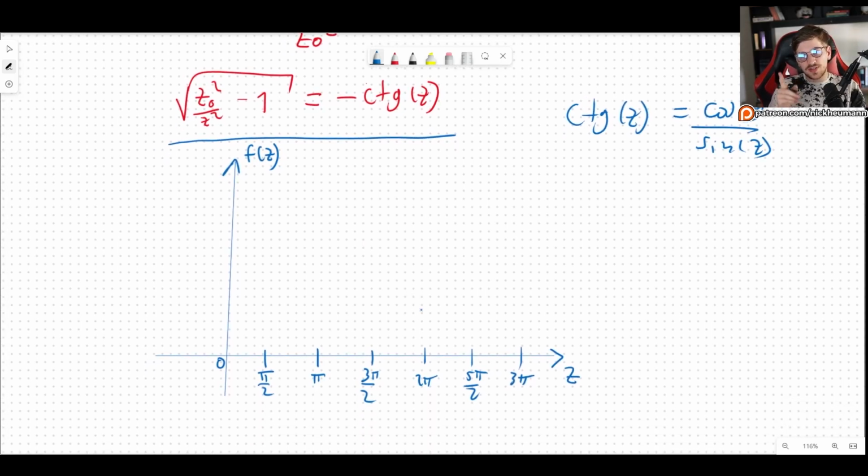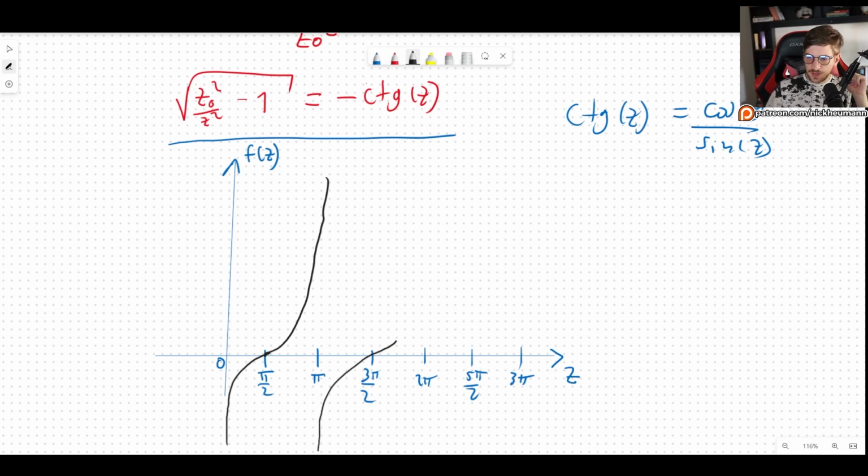However, we are not graphing the cotangent, we are graphing minus cotangent. So that means our function will be coming all the way from minus infinity. We go through 0, and then it goes to infinity at pi. And then again, it goes from minus infinity, 0, pi, minus infinity, 0, and so on. Okay? So this in black is f of z equal to minus the cotangent of z.